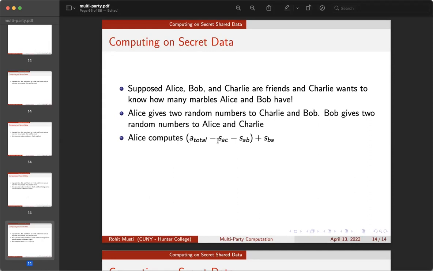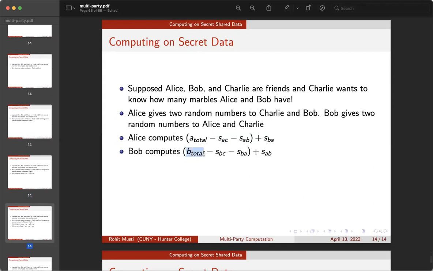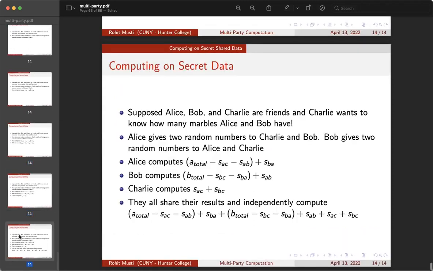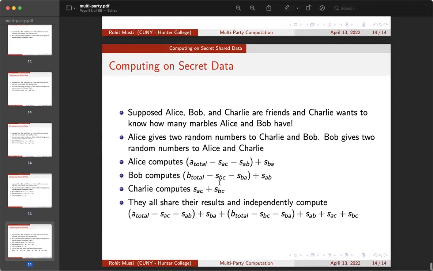Alice then takes her total minus the number she gave to Charlie, minus the number she gave to Bob, and then she adds the number Bob gave her. Bob then computes Bob's original total minus the total he gave Charlie, minus the total he gave Alice, plus the total Alice gave him. And then Charlie computes the total Alice gave him plus the total Bob gave him. And then they all share their results and they independently compute this. So they add their 3 things together in parallel after they share their results.